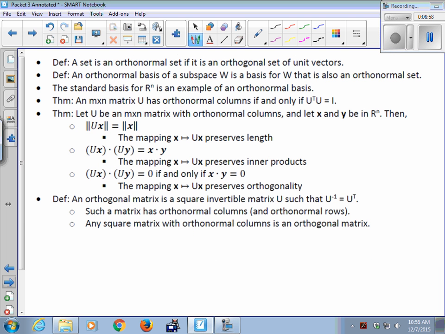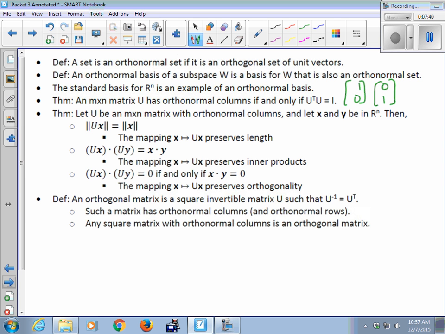Okay, a couple more definitions. A set is an orthonormal set if it's an orthogonal set of unit vectors. So everything's orthogonal to everything else, and all of the vectors have length 1. An orthonormal basis is an orthogonal basis, which we already discussed, where all the vectors have length 1. So the standard basis for Rn is an example of an orthonormal basis. For R2, it would be (1, 0) and (0, 1). Those two vectors are orthogonal to each other, and they're unit vectors, so they form an orthonormal basis for R2.